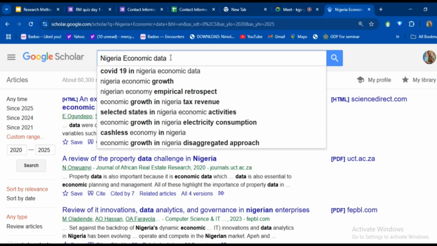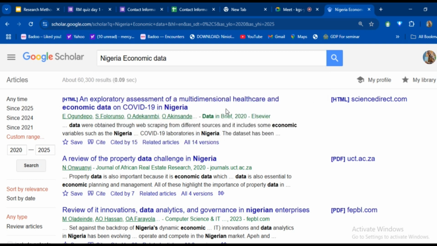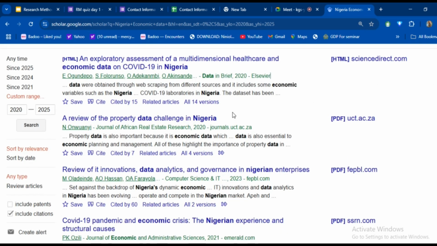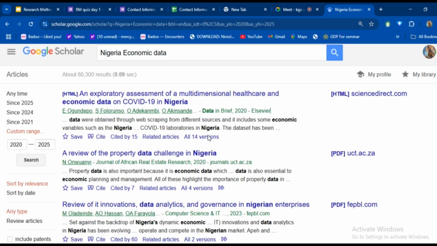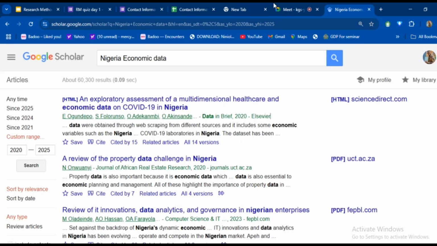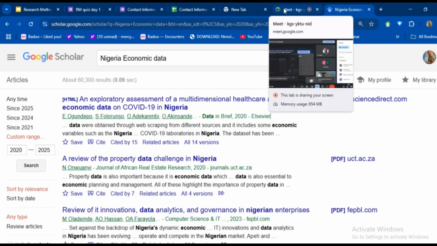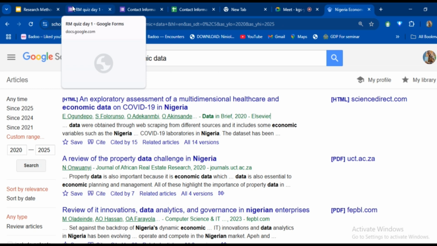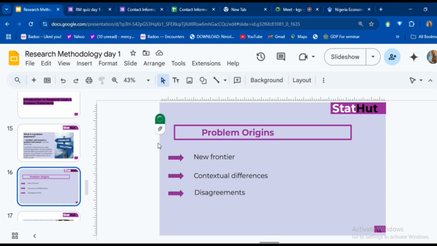So this is just one of the ways we could go and read and see what has been done, what has been said. That will help us identify gaps and then see how we can contextualize it into our own research. Research is beyond copying and pasting. All right, so let's go back to the slide. I just had to show us there that Google Scholar is one of the places we can go to look for research papers along our interest.